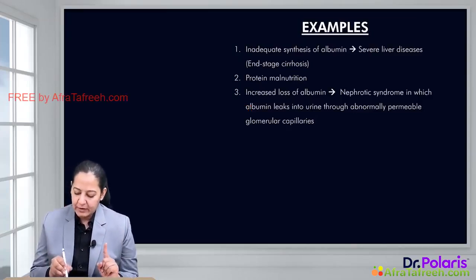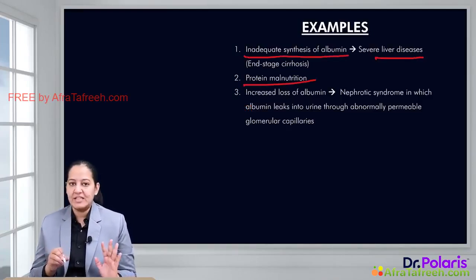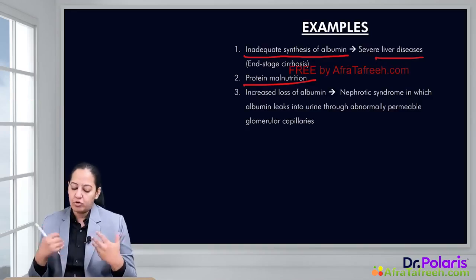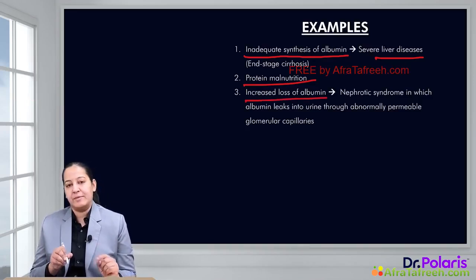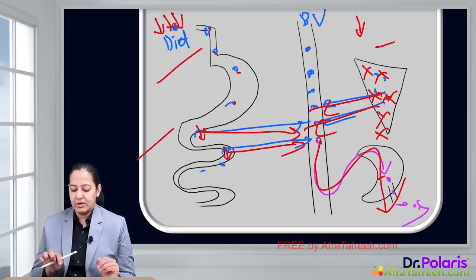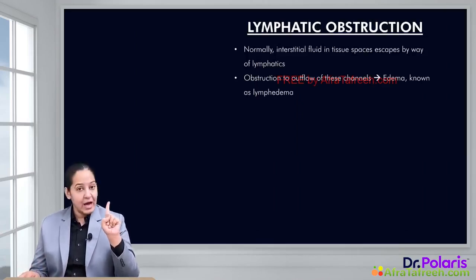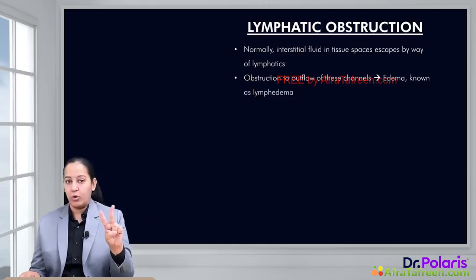So these are the 3 examples in front of you. Either inadequate synthesis occurs in the liver. Number 2, malnutrition. The person is eating, but the intestines are not normally absorbing it. And number 3, increased loss of albumin in the urine, that is in nephrotic syndrome. These are the 3 reasons. Coming to the third reason of edema. Till now, we have discussed 2 reasons of edema: increased hydrostatic pressure and decreased oncotic pressure.